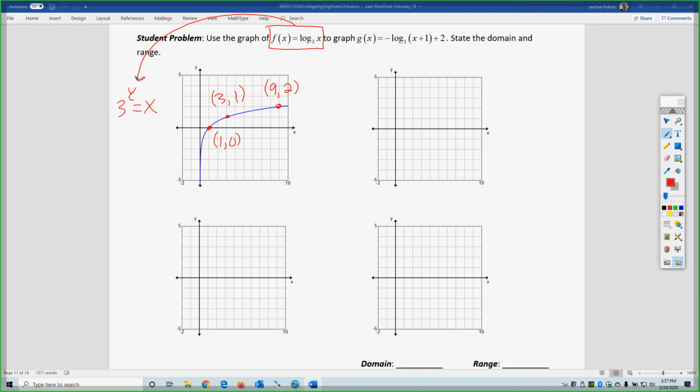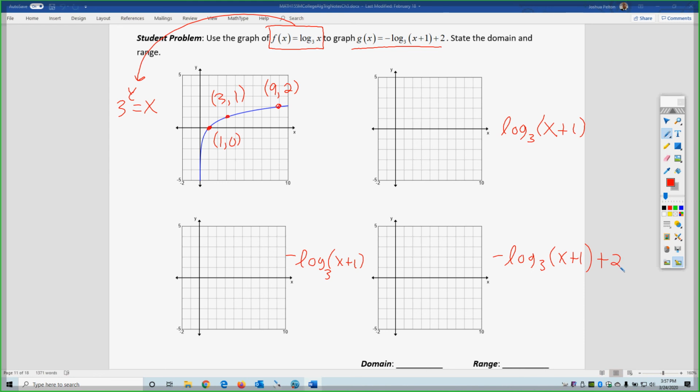So we need to do the translations now and transformations. So of those, what happens? Well, the log base 3 of x plus 1 happens first, because that is a horizontal translation. And then the reflection happens second. There is no scaling this time. And then the negative log base 3 of x plus 1. The plus 2, which is a vertical translation, happens last.